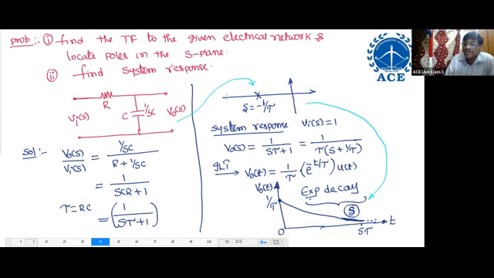But how can you change the pole location? What are the possibilities of changing the pole location? I want to change a pole location. How can you change it? Anybody? By changing?